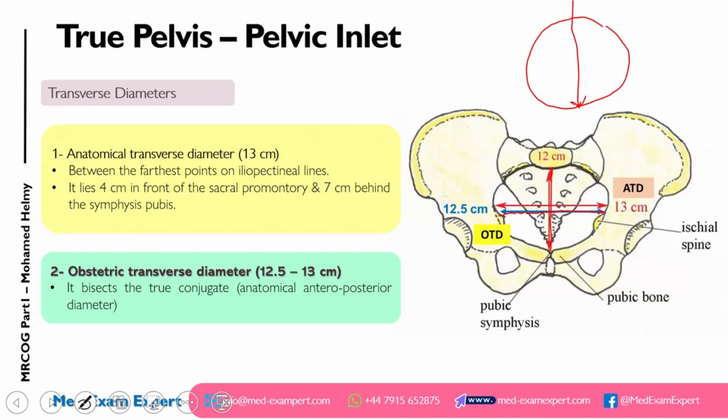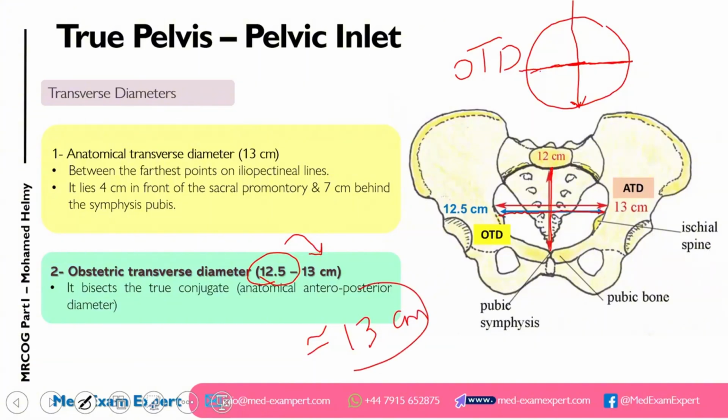And I want to determine the obstetric transverse diameter. I'm going to measure this line and pick a point at the middle of it, then draw a transverse line like that. This transverse line, we call the obstetric transverse diameter, which is actually 12.5 centimeter. But for approximation and easy remembering, we approximate it to 13 centimeter. Okay, guys? So that's another number we have to remember.